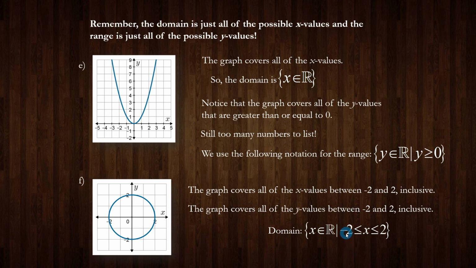The other way you could say that is -2 is less than or equal to the x values. Essentially, you're saying we want x values that are less than 2, greater than -2, including those two values. That is the set of all those x values between -2 and 2. That's the way we write it. And the same thing happens for the range. So you have all of the y values between -2 and 2.